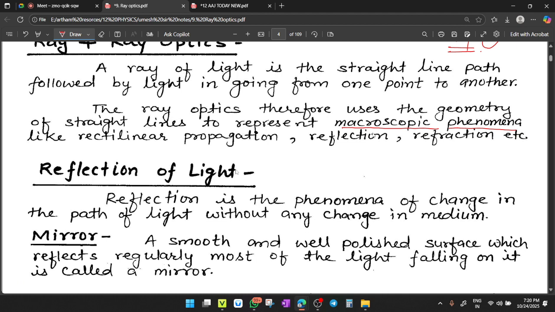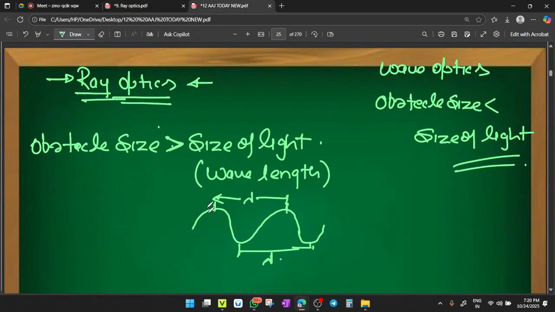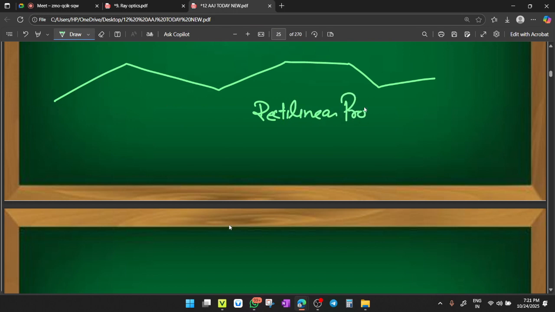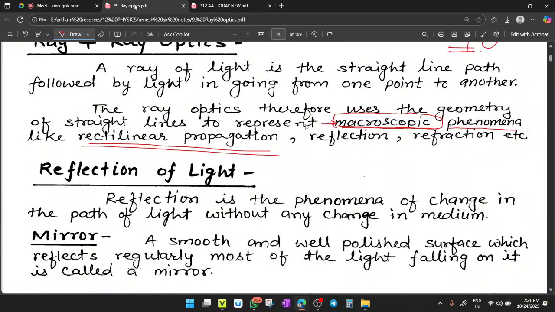Okay, so we deal with the macroscopic phenomenon, not microscopic observation. Here it is only the macroscopic, outer observation in a broad-scale phenomenon, like rectilinear propagation. What do we mean by rectilinear propagation? The word rectilinear means a combination of many types of linear motion or linear propagation. Such a combination of linear propagation is called rectilinear propagation. Got it? So this is rectilinear propagation.